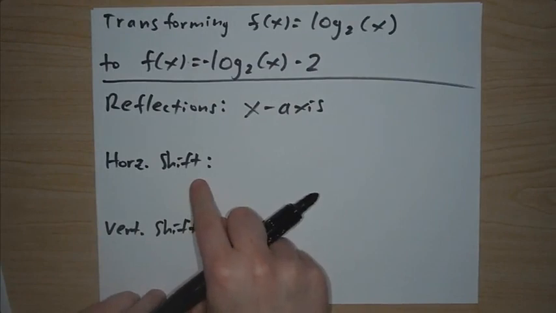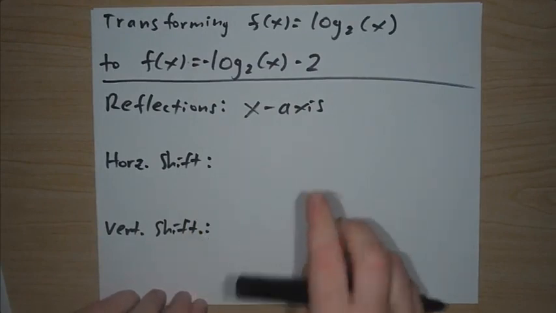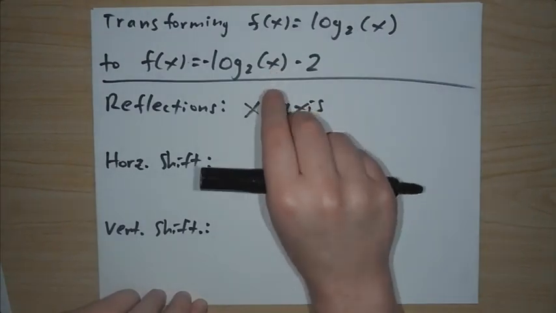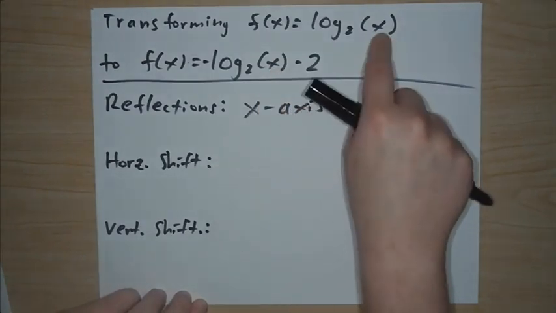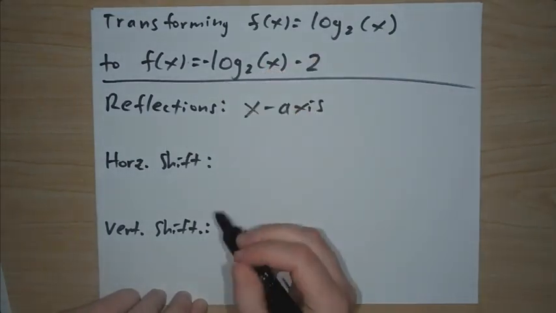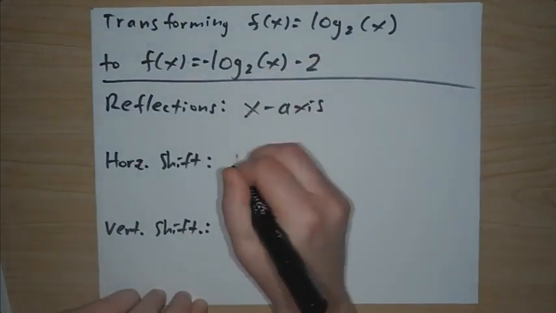Moving on to horizontal shifts. Horizontal shifts happen when, whatever's enclosed with our x, something's added or subtracted from it. Because nothing is added or subtracted from the x within these parentheses, there is no horizontal shift.